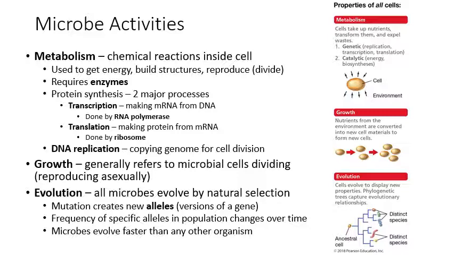Microbes have basically accelerated evolution. They evolve much faster than any other type of life. And there's multiple reasons why that is. One of the main reasons is just that they are so small and they divide and reproduce so quickly. So they have a very fast generation time.